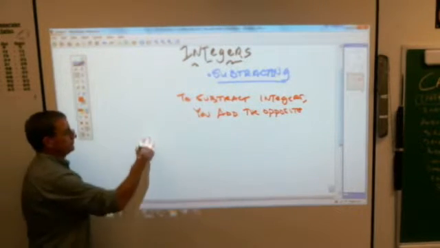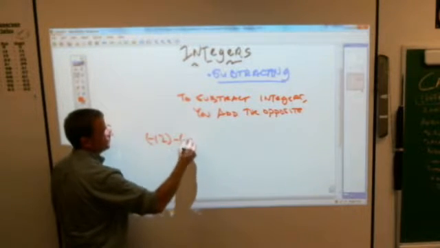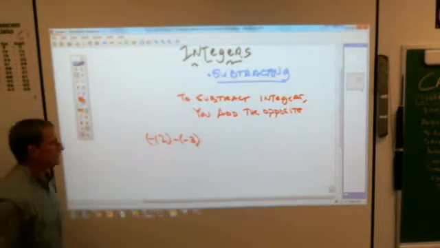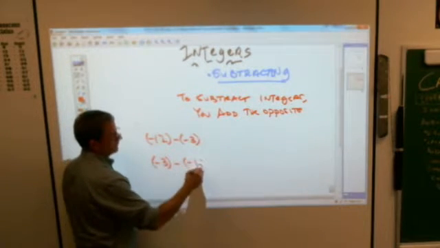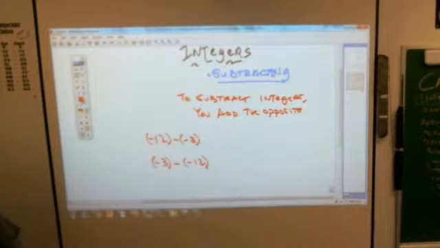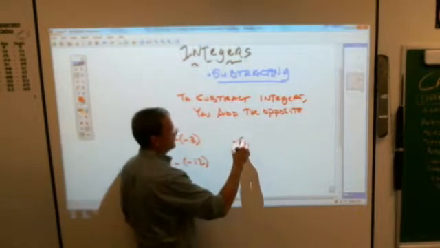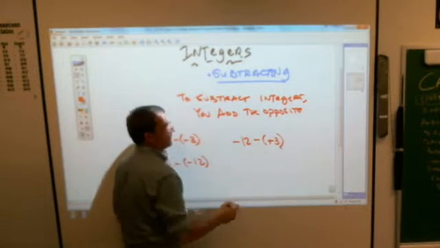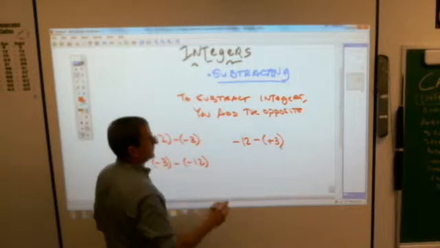Negative 12 minus a negative 3. Negative 3 minus a negative 12. Negative 3 minus a positive 3. No, negative 12 minus a positive 3. And negative 3 minus a positive 12.